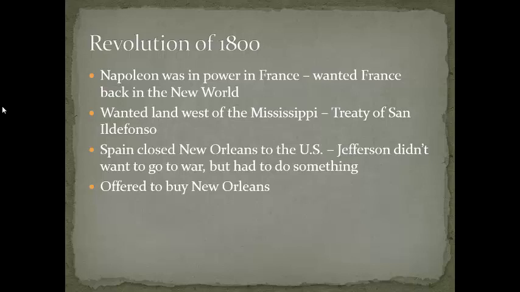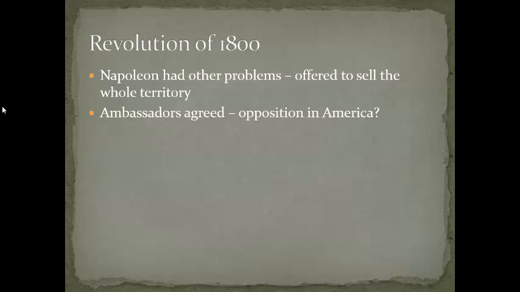Now, as it so happens, by this point in time, Napoleon has other problems. He's losing the war in Europe. He's facing rebellions in Saint Domingue, which will eventually become known as Haiti. And so he says, you know what? I've got bigger fish to fry in Europe. Forget about New Orleans. You can have the whole thing. I will sell you the entire territory west of the Mississippi.